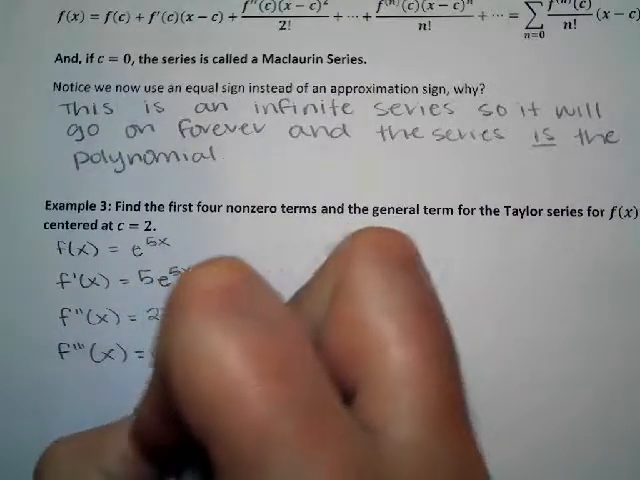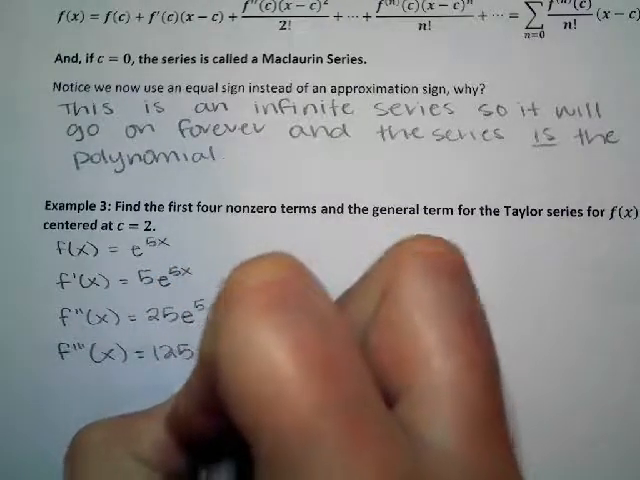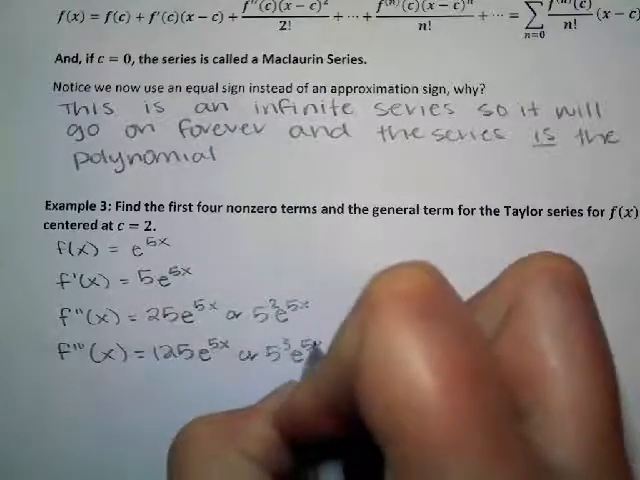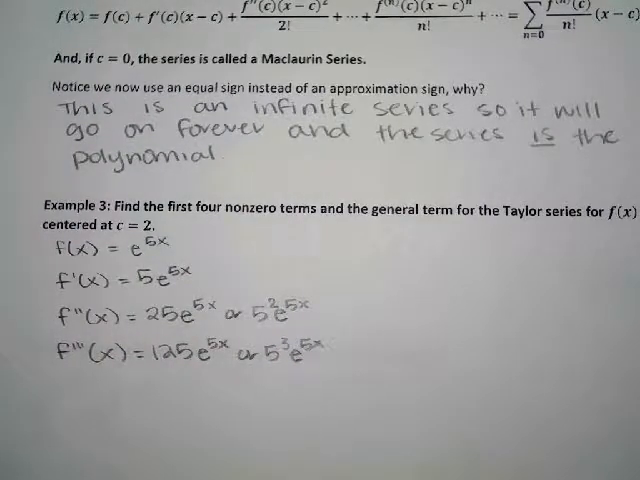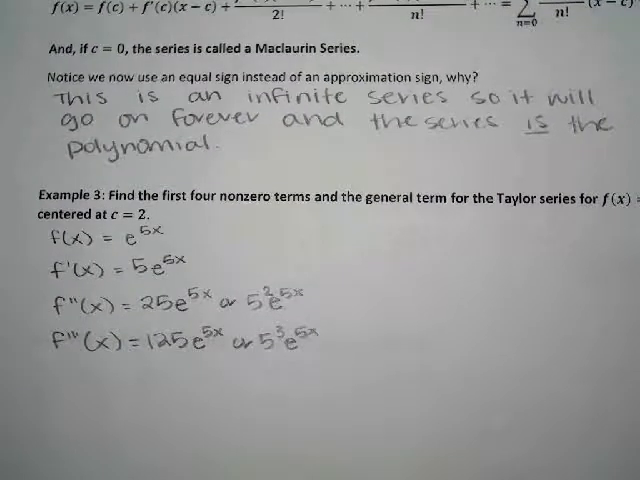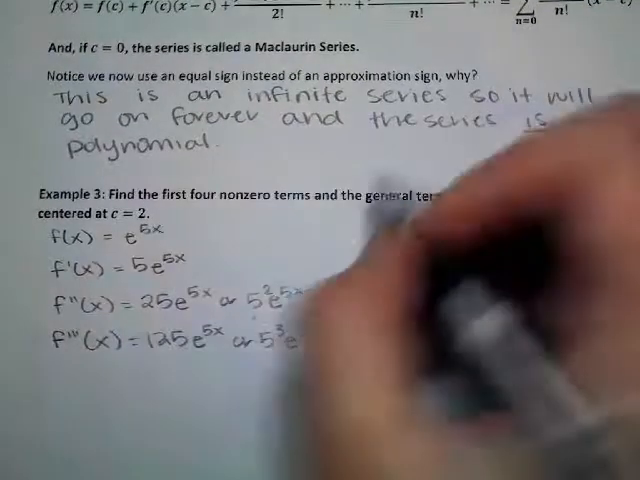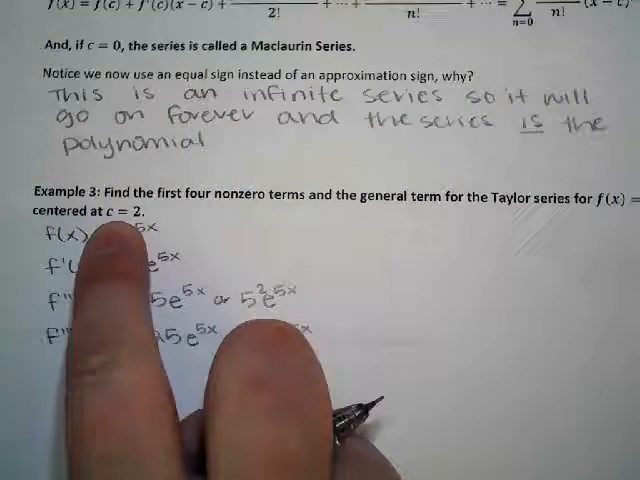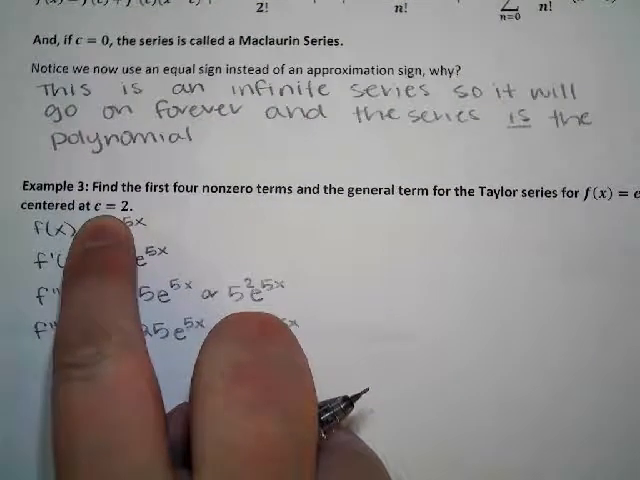125 e to the 5x. Or you could think of it as 5 to the third e to the 5x. Okay. Does that make sense so far? Okay. And then we have to take all of those terms, and if we're centered at c equals 2, then what should we do? Plug in 2.